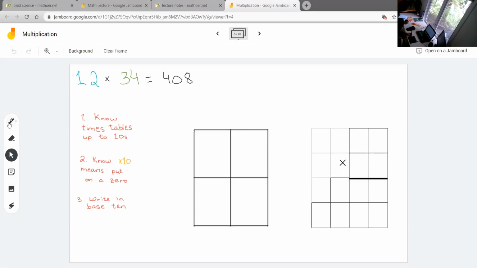So I will take my 12 and write it as 10 plus 2. Instead of making 12 copies of something, I'll make 10 copies of something, and I'll make 2 copies of something. And then together I'll have 12 copies of something. And similarly, for my 34, I'm going to write my 34 as 30 plus 4. So whatever it is I want to make 34 copies of, first I'll make 30 copies, and then I'll make 4 copies. Everyone okay with that step so far?